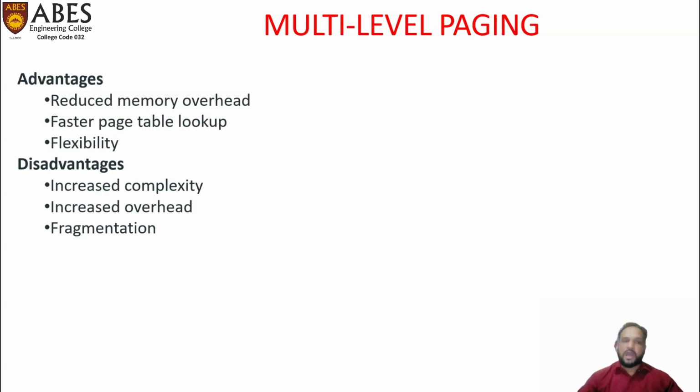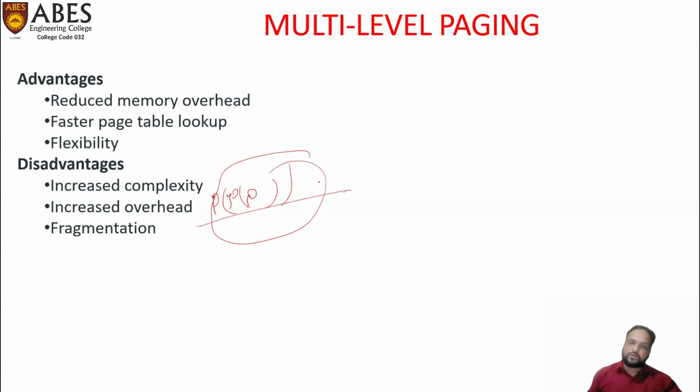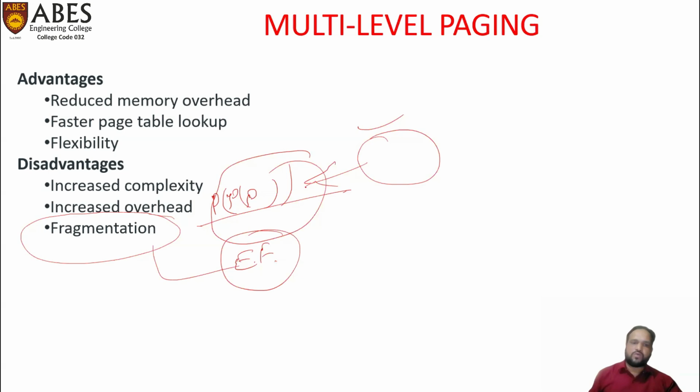Advantages of having multi-level paging: as we have learned so far, it reduces memory overhead, gives faster page table lookup, and offers flexibility. And here are some disadvantages too. It increases the complexity, since we have to create pages inside the pages again and again until the page gets accommodated. To do so, one needs a complex algorithm to calculate such overheads. And it also leads to fragmentation, external fragmentation. It somehow overcomes the fragmentation as compared with single-level paging, but even so, it still has fragmentation.